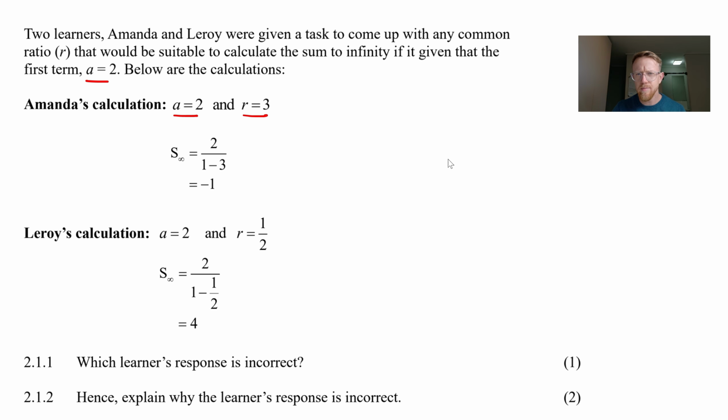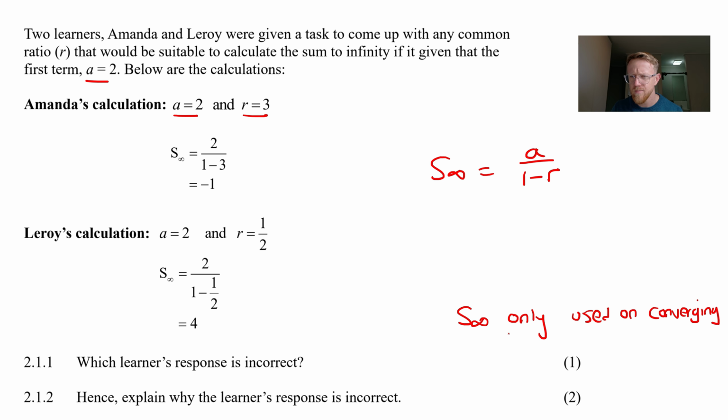So we know that sum to infinity is A over 1 minus R. And you only use that on converging sequences. So let's make a note for ourselves here: sum to infinity is only used on converging sequences. Converging sequences is when R is any number between -1 and 1.